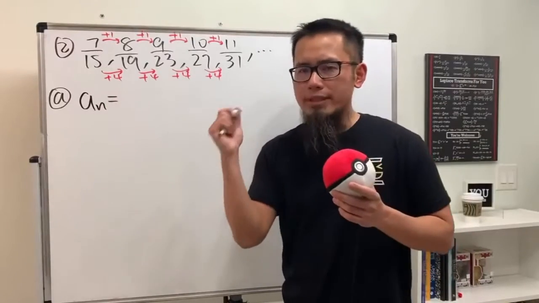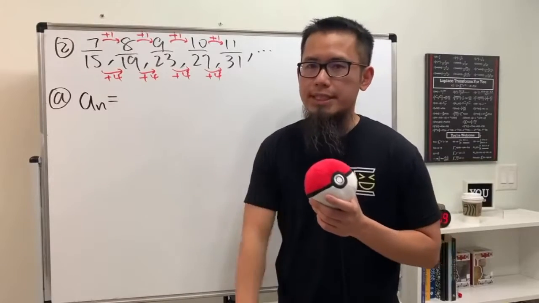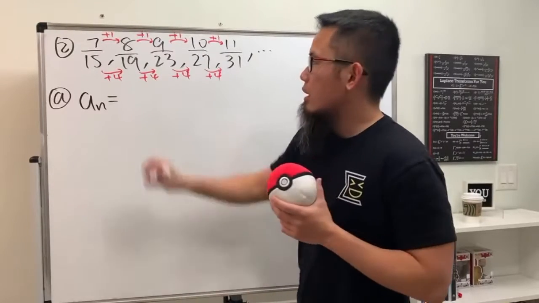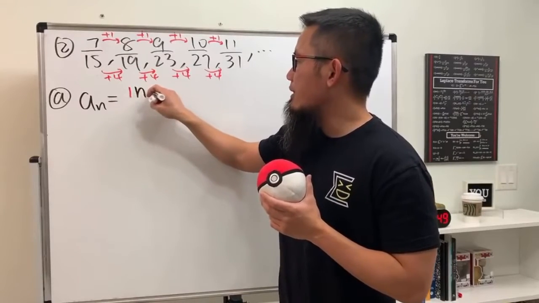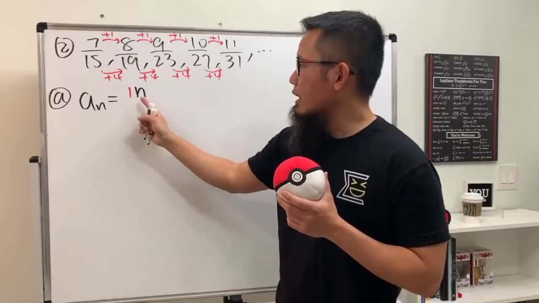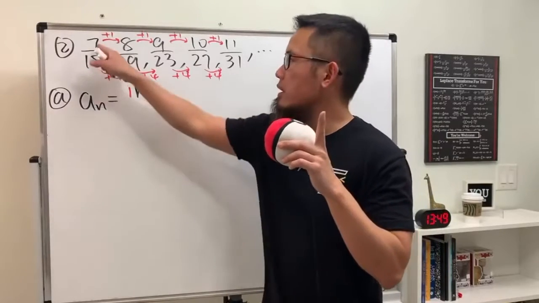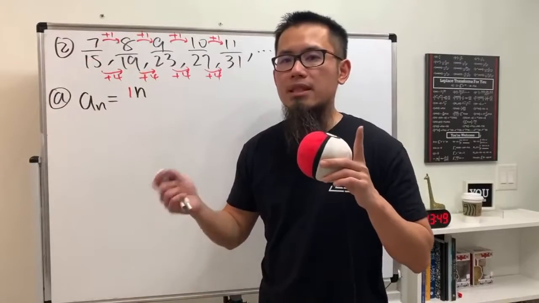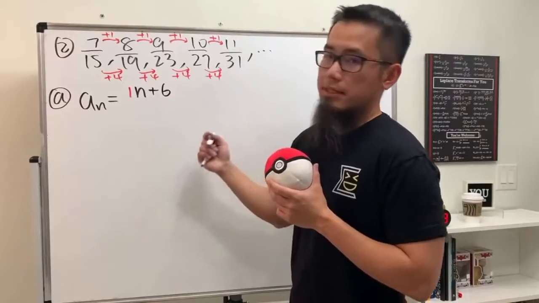Notice, because we always add 1 on the top, so the top is actually what we call the arithmetic sequence. And this is how you can do it. The 1 is the common difference, that will be the coefficient of the n. And then, remember, n starts with 1. You put a 1 in here, 1 times 1 is 1. And you just ask yourself, 1 plus what will be 7? 1 plus 6 will be 7. So the top has the formula 1n plus 6.